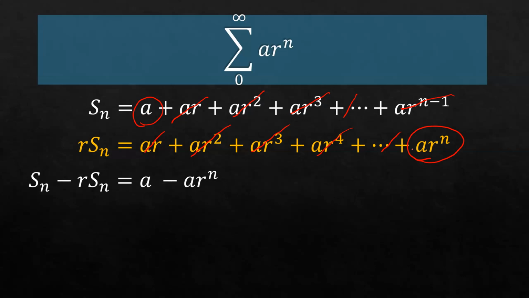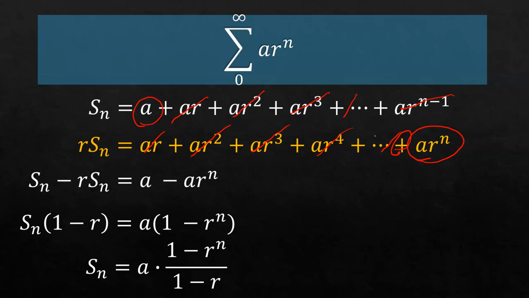minus a times r to the n power, right? And you might be wondering why is it minus when it's a plus here? Well, remember what we were doing. We're taking the yellow away from the white, right? So that's subtraction. Doing a little bit of algebra, factor, and then solve for Sn. I would say that Sn is this expression here.